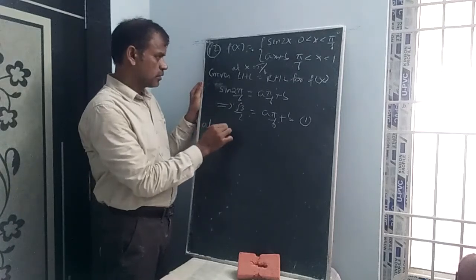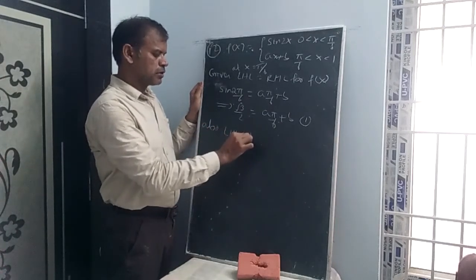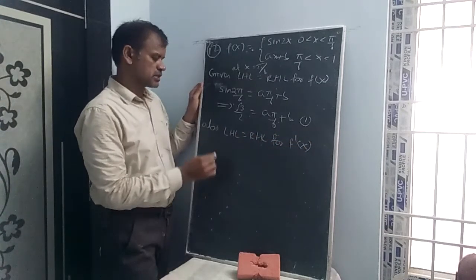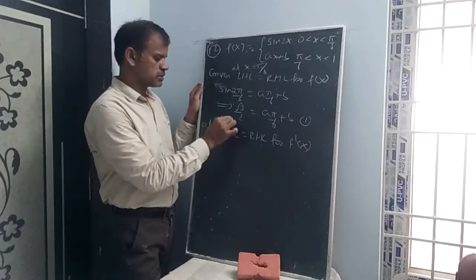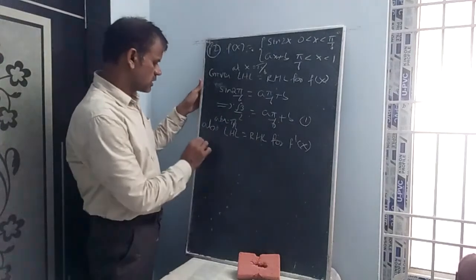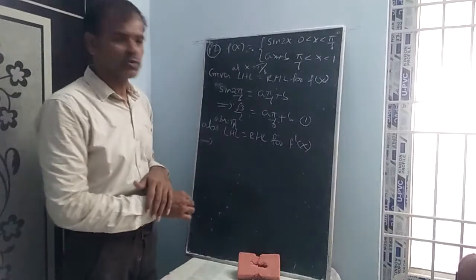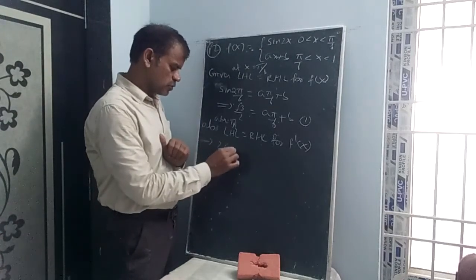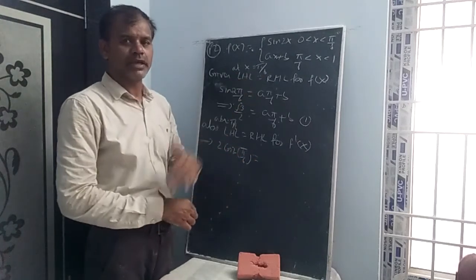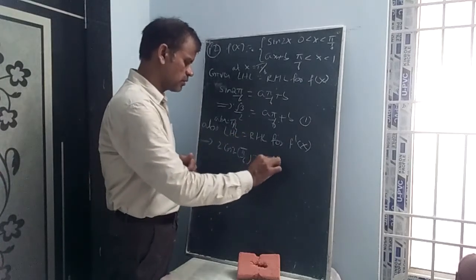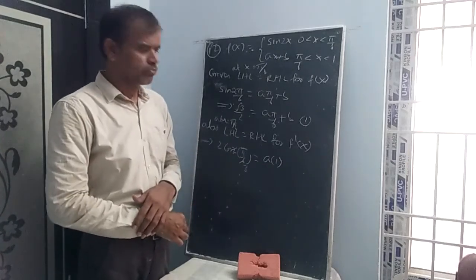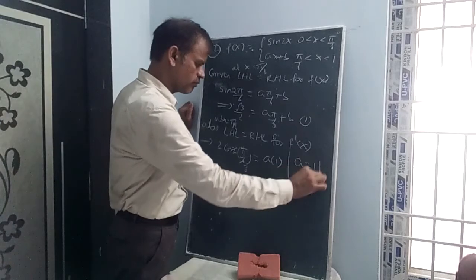Also, LHL equal to RHL for f dash x, at x equal to pi by 6. The derivative of sin 2x is 2 cos 2x. Substituting pi by 6 for x, this equals the derivative of ax plus b, which is a into 1 plus 0, so simply a. So 2 cos 2 pi by 6 is nothing but 2 cos pi by 3, and cos pi by 3 is 1 by 2. 2 into 1 by 2 gets cancelled. So a is equal to 1.